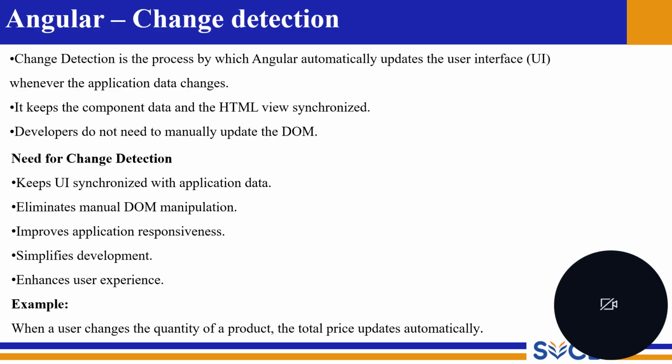It keeps the user interface synchronized with the application data and eliminates manual DOM manipulation. It improves application responsiveness, simplifies development, and enhances the user interface. For example, when a user changes the quantity of the product, the total price is updated automatically.